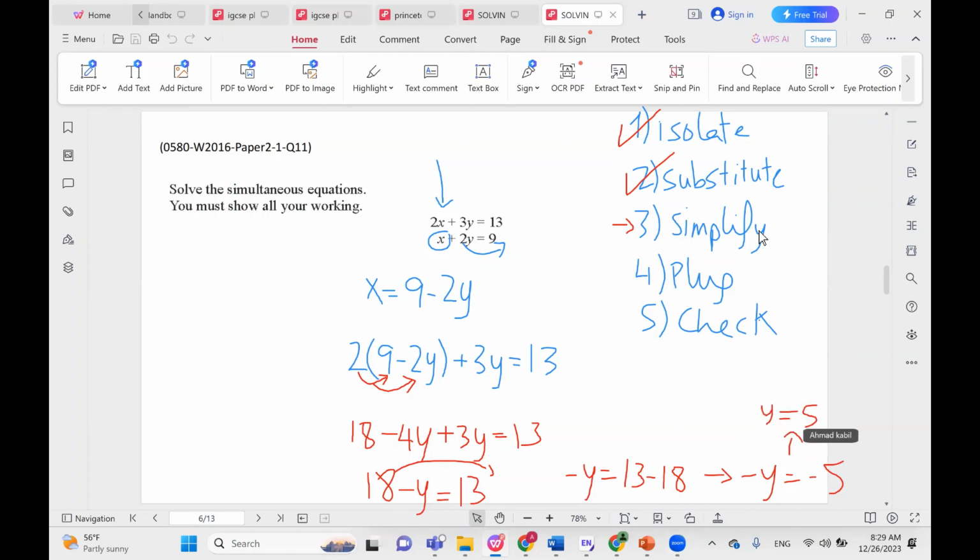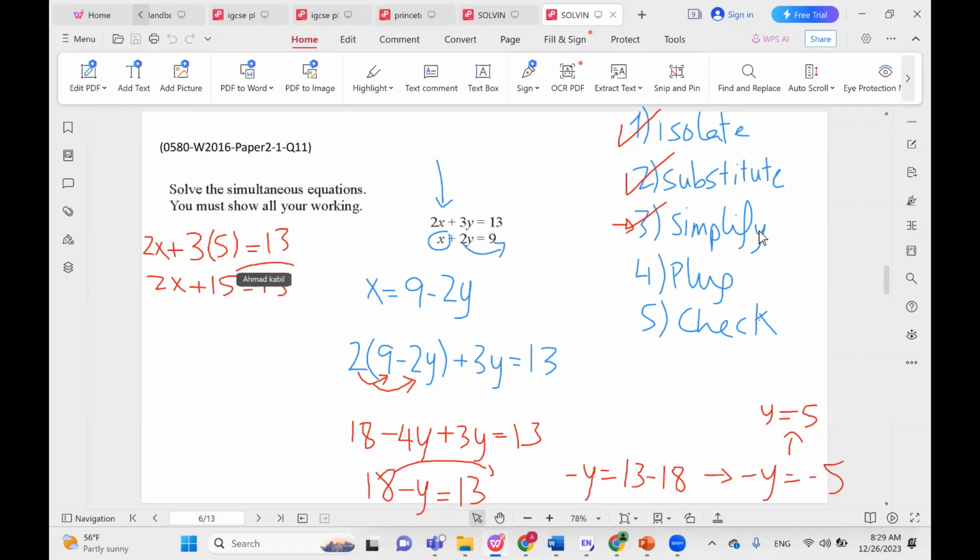And we're done simplifying. Next, we plug the value of y into either one of the two equations. It doesn't really matter. So we have 2x plus 3y. Instead of y, I'm going to write 5, equals 13. So 2x plus 15 equals 13.